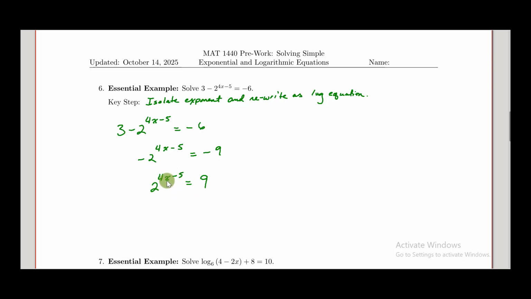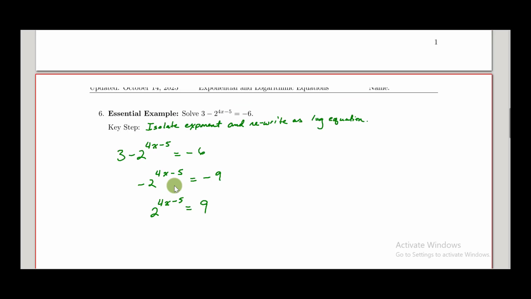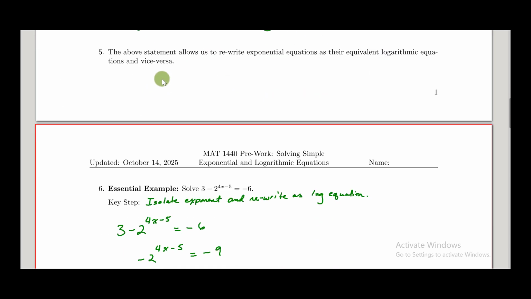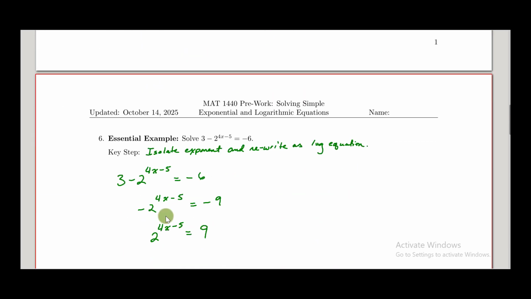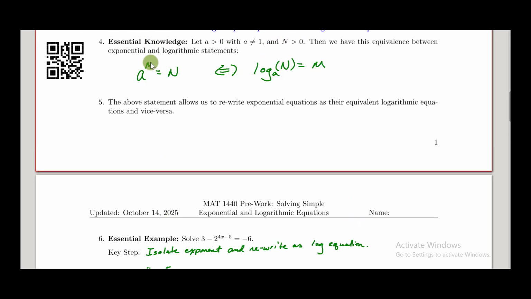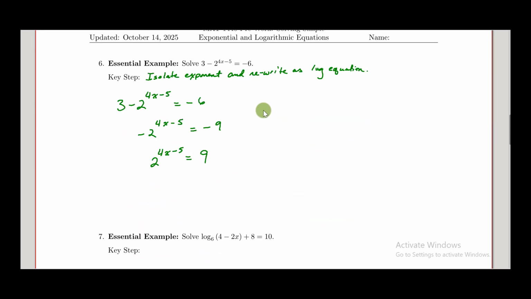So we still have x trapped inside the power of the exponent. It's still trapped up there. But we've now isolated the exponential expression. This now looks like this statement right here. And here's the thing. What I'm trying to solve for is in the power of that exponential statement, and I can get the power separated from the rest of it if I rewrite it as its equivalent logarithmic equation. So let's give the equivalent logarithmic equation, which is that the log base 2 of 9 is equal to 4x minus 5. And now we can continue isolating the variable x.